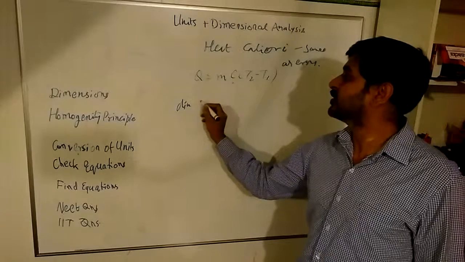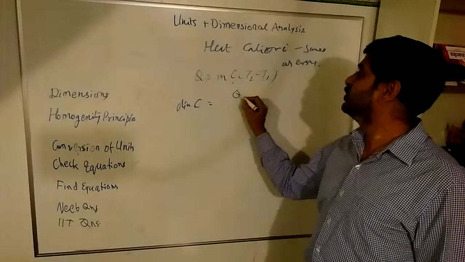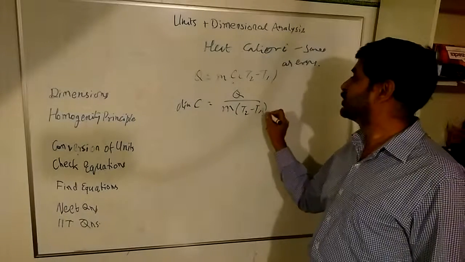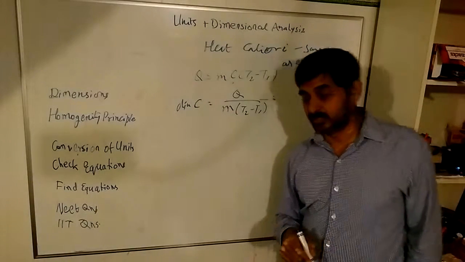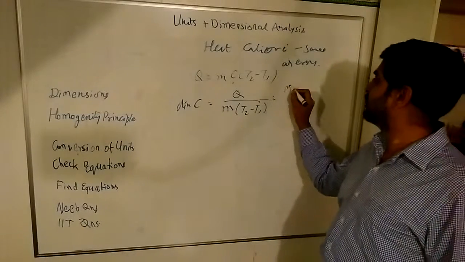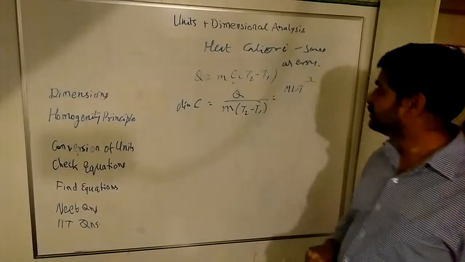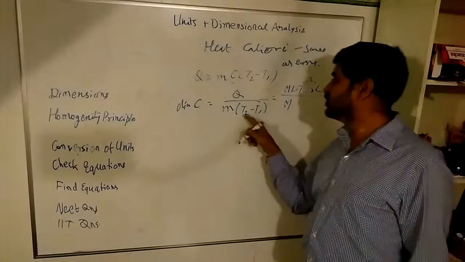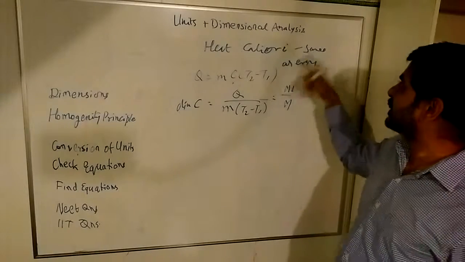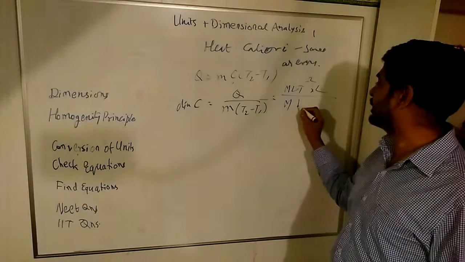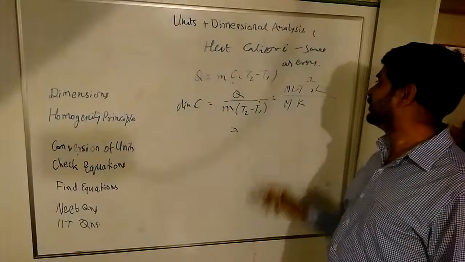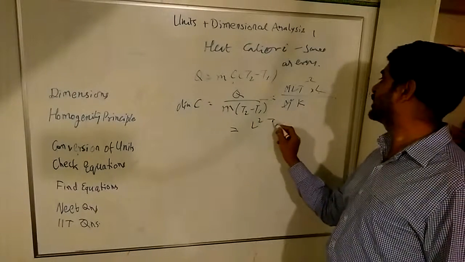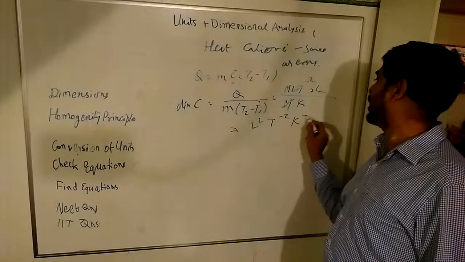So the dimensional formula for C will be equal to Q divided by M into T2 minus T1, and Q is nothing but the energy. Energy is force into distance. The force is M L T to the power minus 2, multiplied by distance L, divided by M is mass, and T2 minus T1 is the temperature, which we talked about is represented as Kelvin. Then M cancels, and this will have the dimension of L square T to the power minus 2 and K to the power of minus 1.